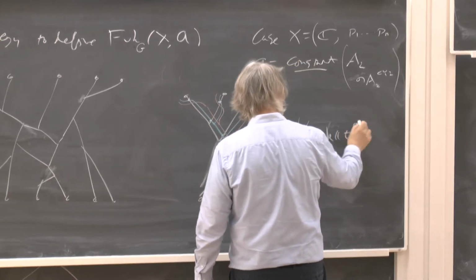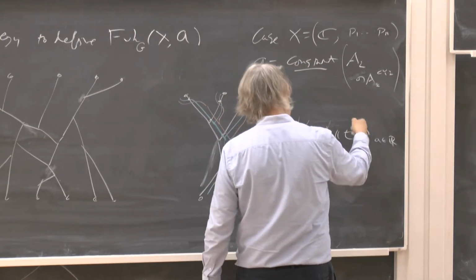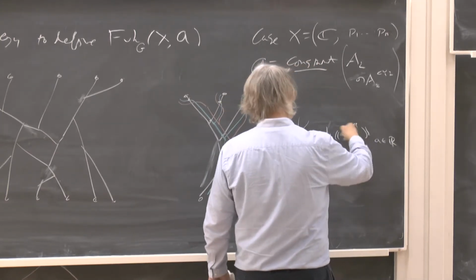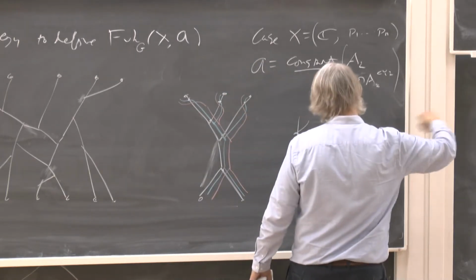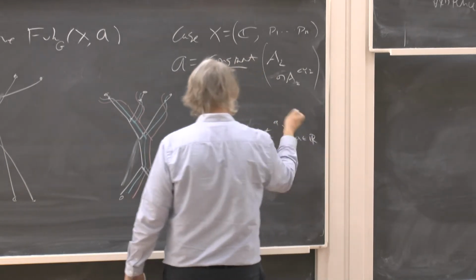So what does this mean? This means some kind of power series in powers of t with real coefficients, but the powers of t in a given power series should have a limit equal to plus infinity. Okay? So you can multiply them.